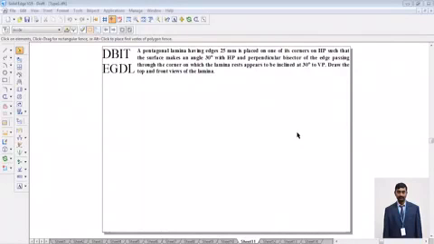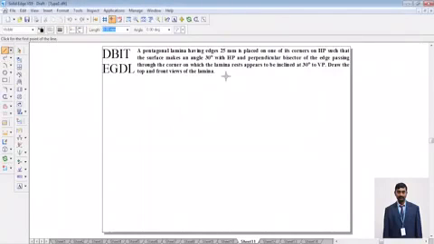A pentagonal lamina having edges 25 mm is placed on one of its corners on HP such that the surface makes an angle of 30 degrees with HP and the perpendicular bisector of the edge passing through the corner on which the lamina rests appears to be inclined at 30 degrees to VP. So this is a very important concept. So here we can underline that this appears to be inclined to VP.